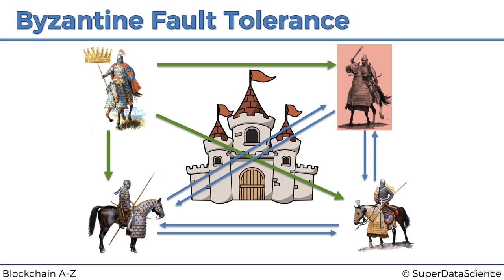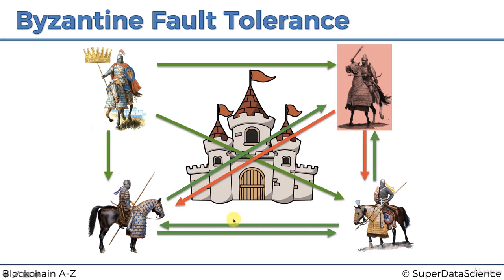So the traitor, being the traitor, of course, what he says is, the general told me to retreat. You know, like the green arrows mean attack, red arrows mean retreat. So this guy says to these two, the general told me to retreat. Then this next general says to everybody, the general told me to attack, because he is just saying what the general said. And then this one says, the general told me to attack too.